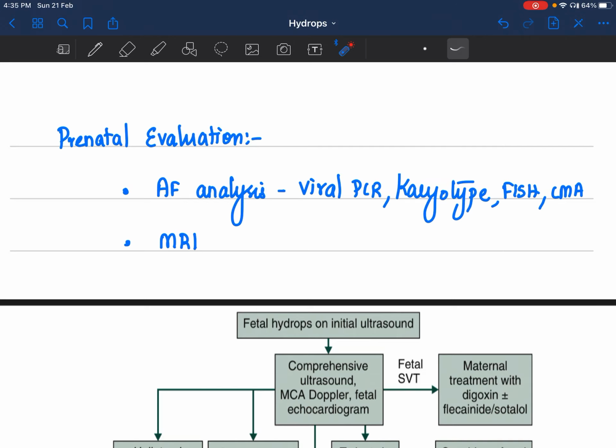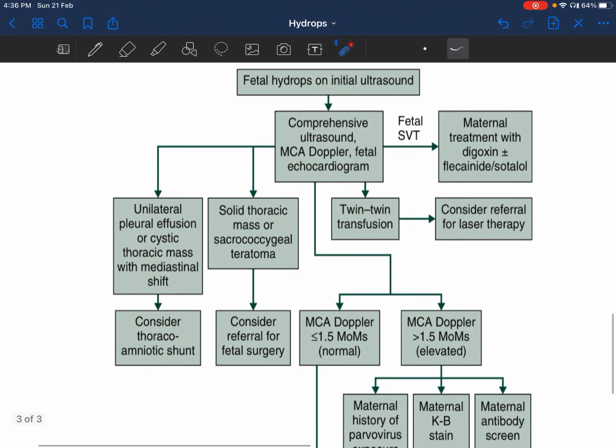So with all this in mind, a small approach was given in Cloherty, which I found very nicely presented. So fetal hydrops on initial ultrasound, you are doing a MCA Doppler and echocardiogram and you found a rhythm abnormality. So in that case, treat. You will treat the mother, not the baby, because the baby is still in utero, right? So you'll treat the mother with digoxin and you will follow it up with either flecainide or sotalol.